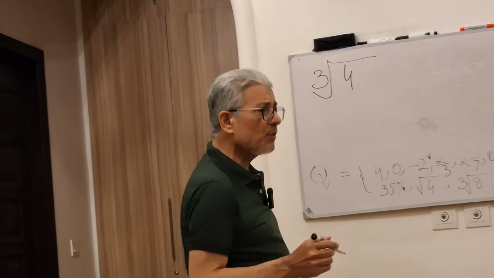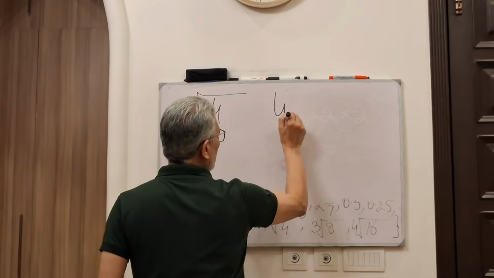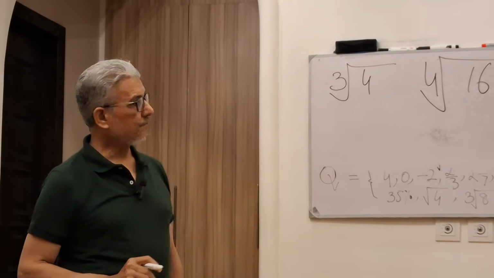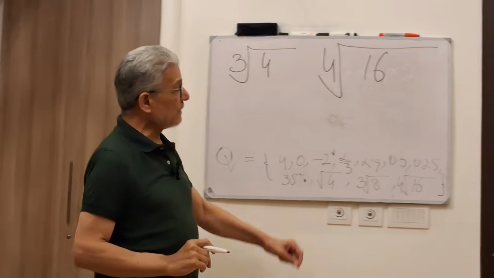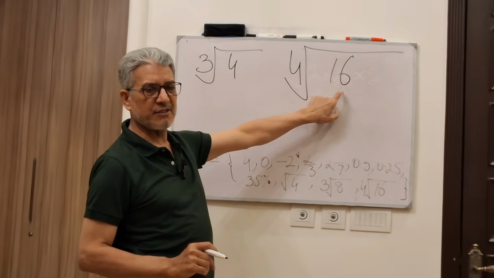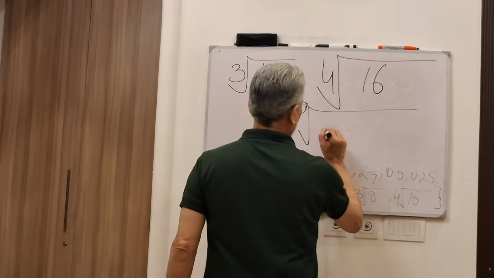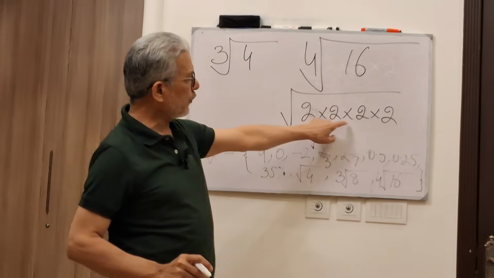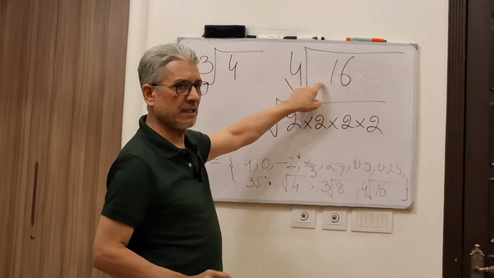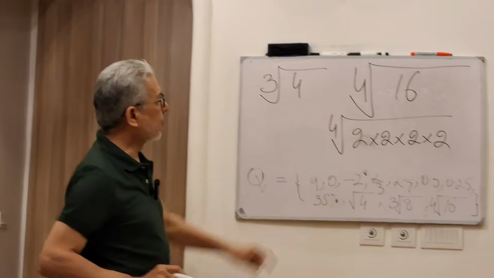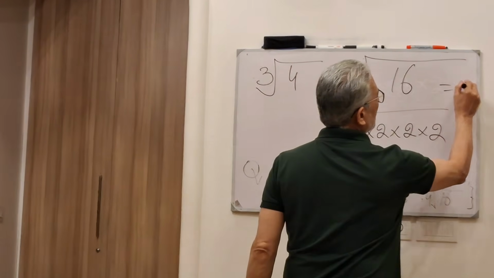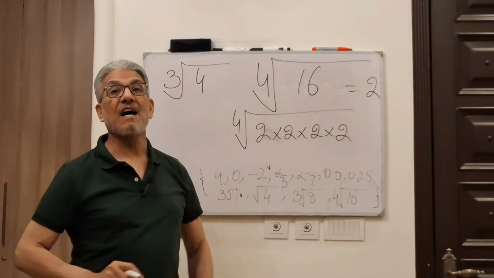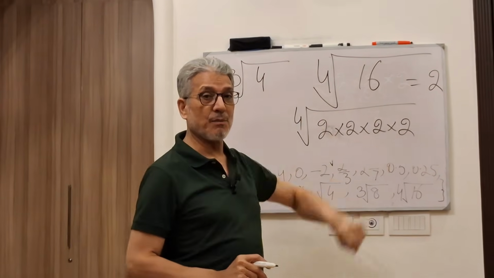Okay. And what about, by the way, fourth root of 16? What does it mean? Which number is multiplied 4 times to give you 16? 2. 2 into 2 into 2 into 2. 2 into 2 is 4, 4 into 2 is 8, 8 into 2 is 16. So fourth root of 16, the answer is 2. And 2 is an integer. Therefore, fourth root of 16 is a rational number.